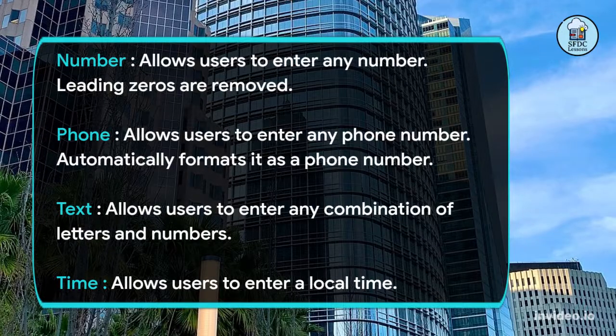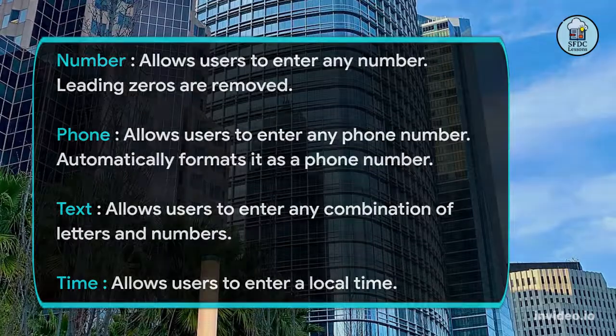Number, allows users to enter any number. Leading zeros are removed. Phone, allows users to enter any phone number. Automatically formats it as a phone number. Text, allows users to enter any combination of letters and numbers. Time, allows users to enter a local time.